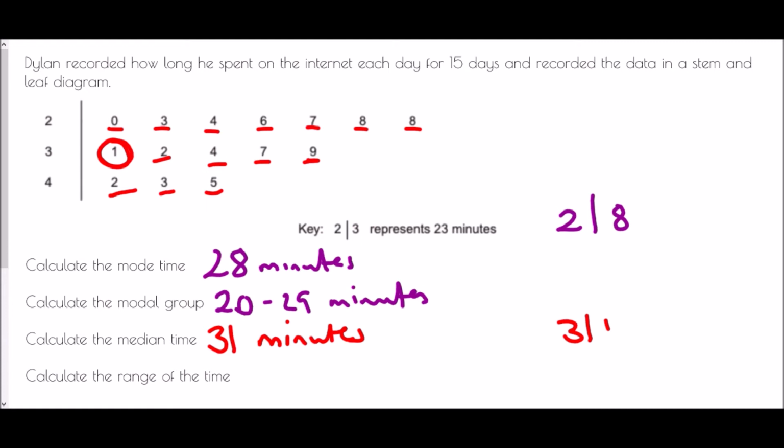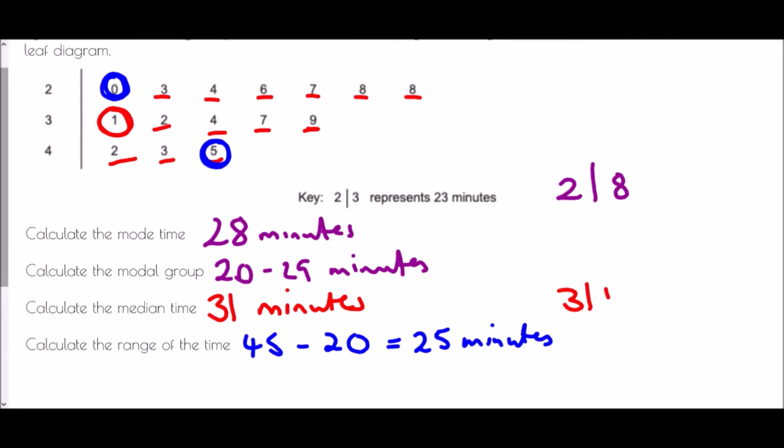And finally, for the range, if I want to find the range of the time, we need to think about what is the largest number. Well, the largest number is the last value in the list. That is 4/5, 45. The smallest value in the list is the first one, 2/0, which is 20. So 45 take away 20, well, that is 25 minutes. And so from one diagram, we've managed to find all of those different averages and a measure of spread.